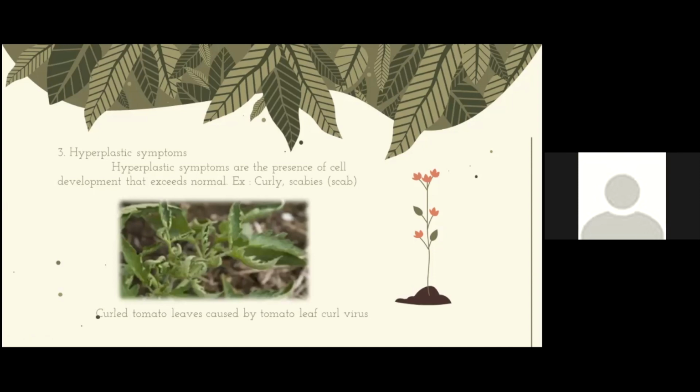Hyperplastic symptoms. Hyperplastic symptoms are the presence of cell development that exceeds normal. Examples: curly, scabious, scab. This is scarred tomato leaves, caused by tomato leaf scar virus.